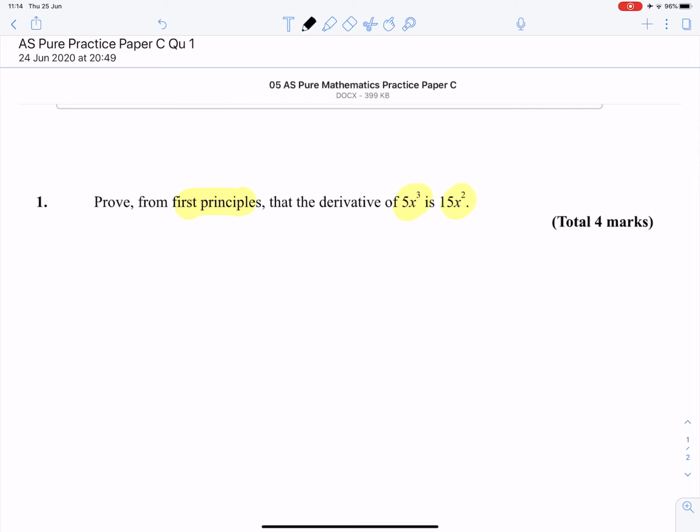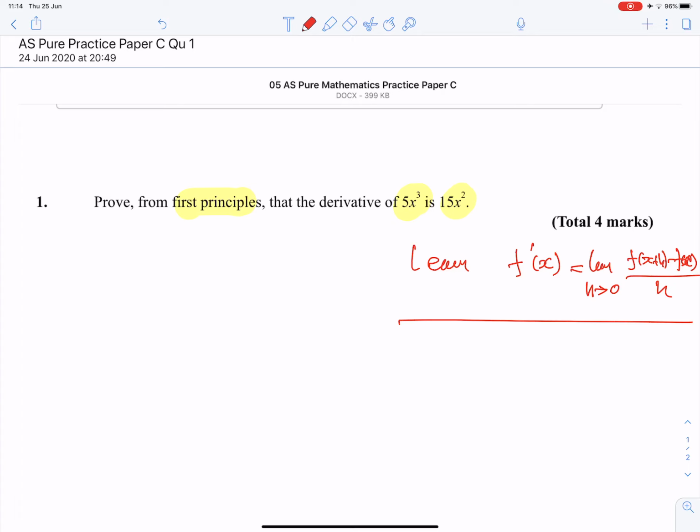So like many of these things, we need to start with a little bit of factual knowledge. Learn: f dash of x is equal to the limit as h tends to 0 of f of x plus h minus f of x, over h. So that's the factual knowledge at the start that we need to have. So here goes with the answer.